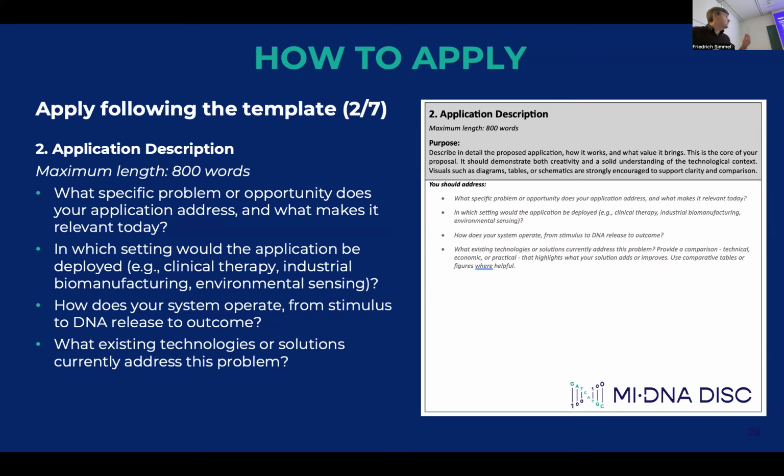And then what existing technology or solution is currently present for this problem? This is mostly what is called the state of the art. So your idea can be new, but you have also to show us that you know the state of the art. So you know today which is the solution for the problem that your idea is trying to address.